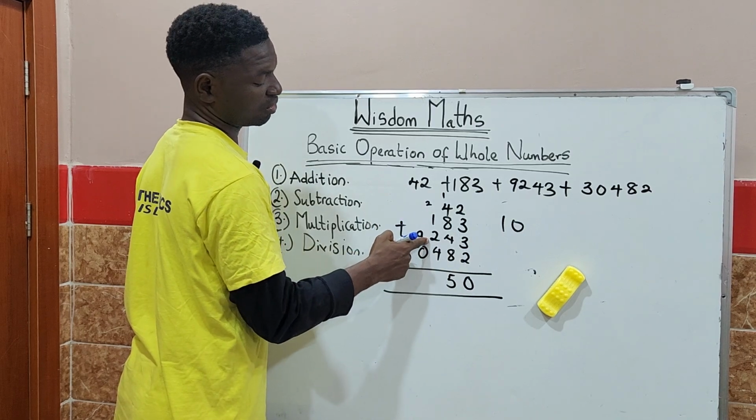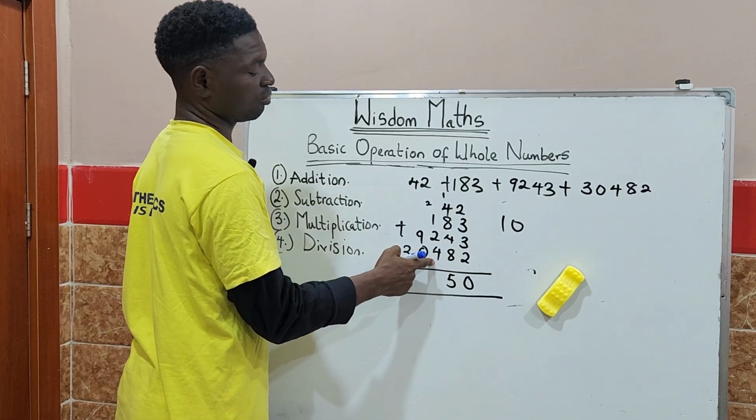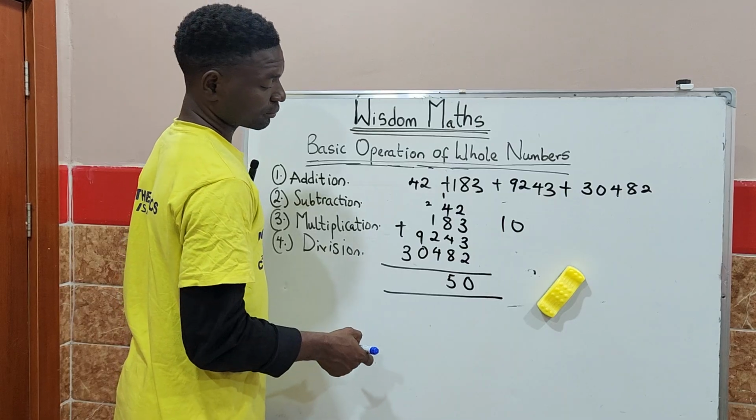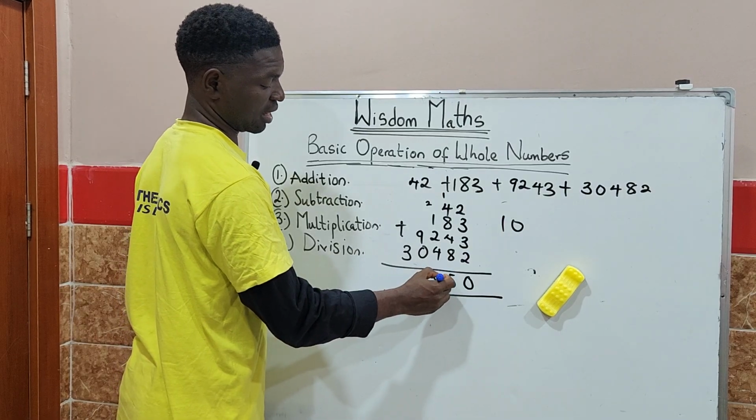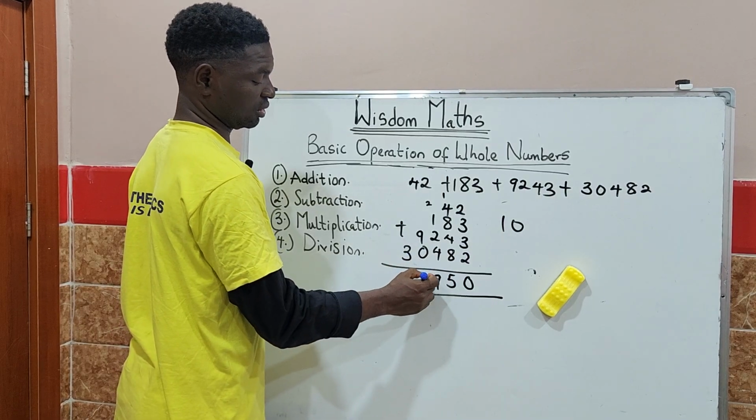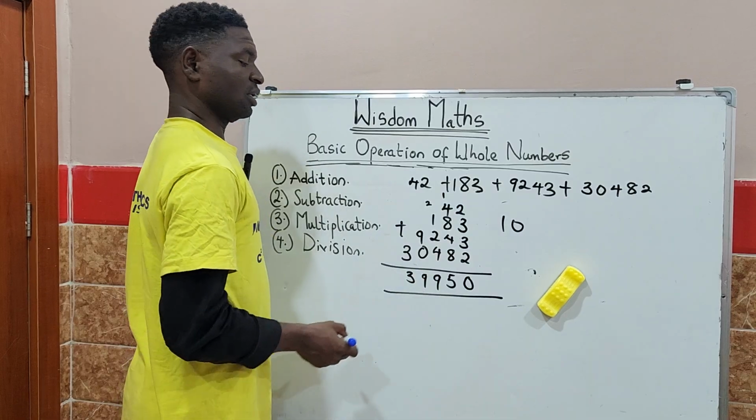When you add this, 5 plus this will give you what? 9. So write 9 here. 9 plus 0 is still 9. Write 3.